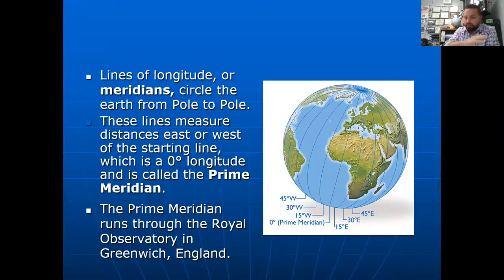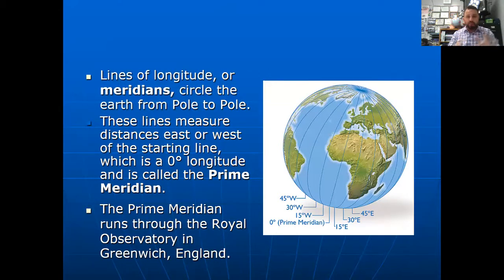Okay, that's Greenwich, England. The reason they did this is when they were developing this, the National Geographic Society was actually based in Great Britain. This was where they did it. So if you're ever wondering why the prime meridian goes through England, that's why. It was back in the 1800s.